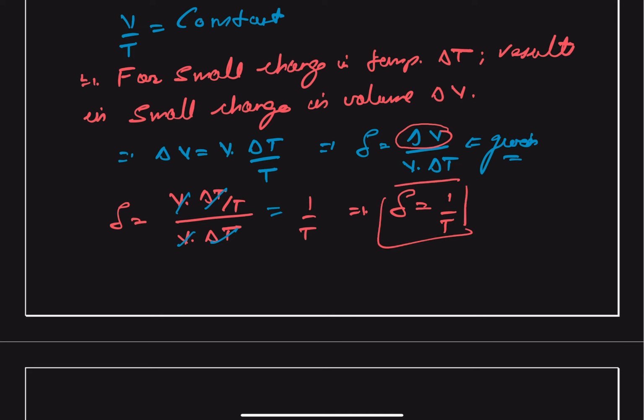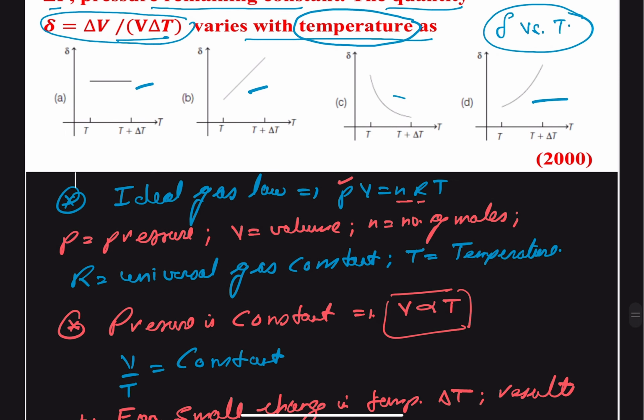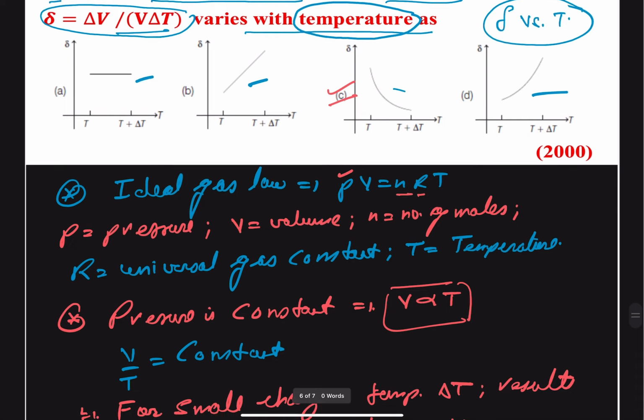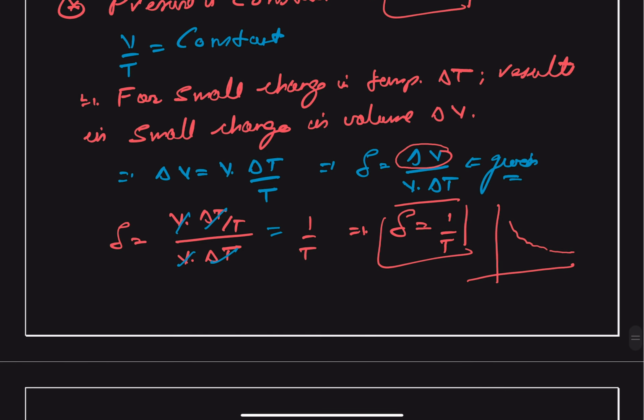So if we plot the graph for this particular equation, it will be coming something like this. So we can say that option number C is the correct option. Option C is correct. This completes the question.